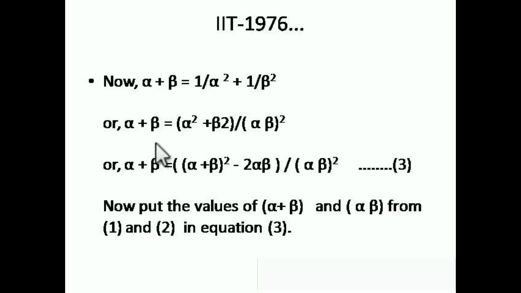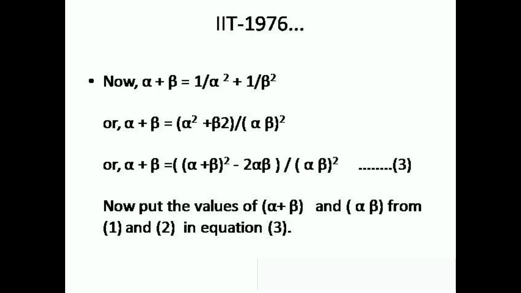So if we take the LCM, alpha plus beta comes out as alpha square plus beta square upon alpha beta whole square, that is alpha square into beta square. Okay. Now we all know that alpha square plus beta square can be written as alpha plus beta whole square minus 2 alpha beta. The middle term is 2 alpha beta, and we subtract 2 alpha beta, that gets cancelled out, and we are left with alpha square plus beta square. So alpha plus beta is equal to alpha plus beta whole square minus 2 alpha beta upon alpha beta whole square.